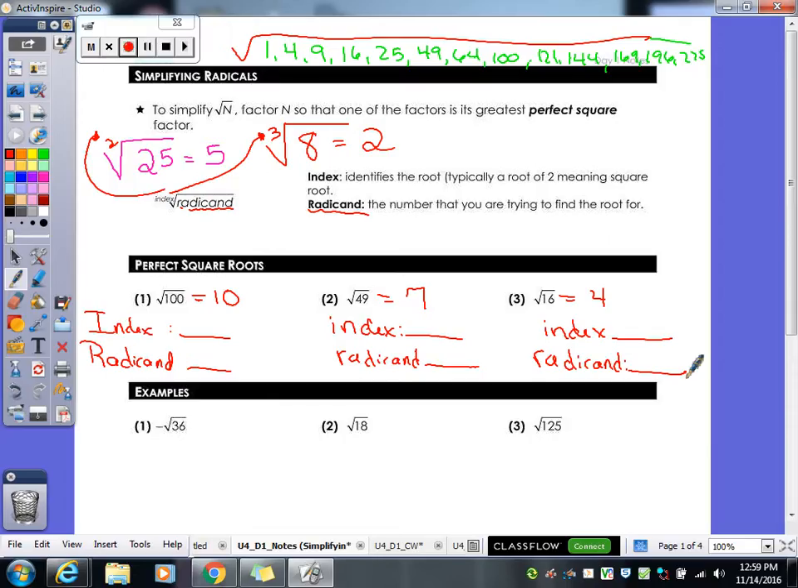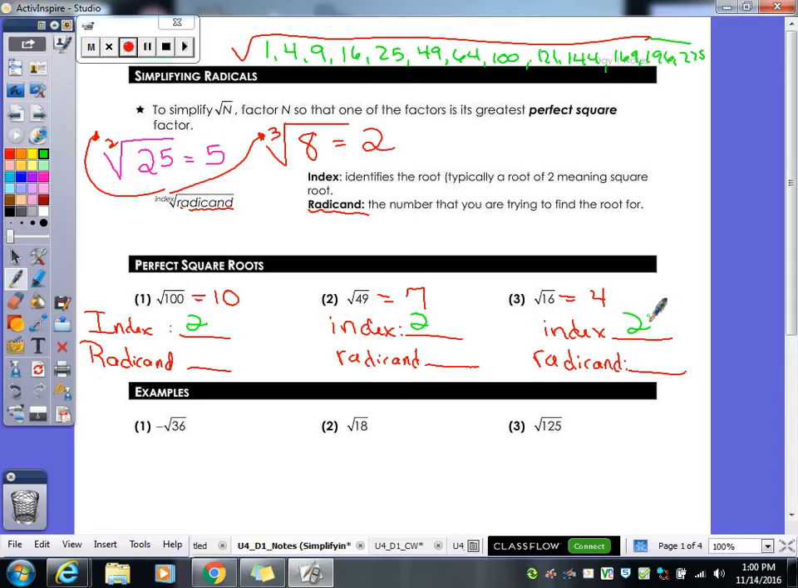Kyle, how about the first one? What's the index on the first one? What's the index on all of these, Kyle? Seth, what's the index on all of these? What's the number that's up here? There's no number written, so what do we write? Because these, we're taking the square root of all of them, right? Thank you, Kyle. Okay, so the index on all of those is 2 because it's not written there. We know it means square root. You have to know the index is 2.